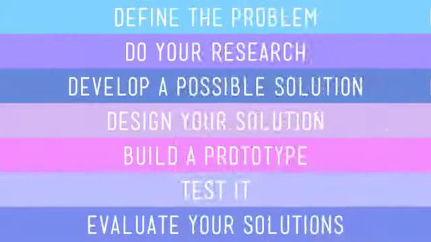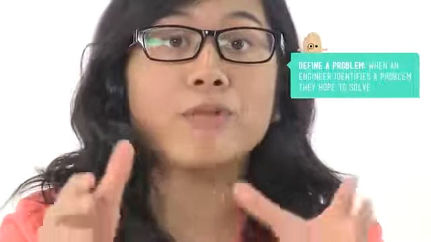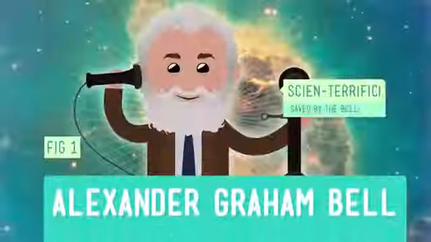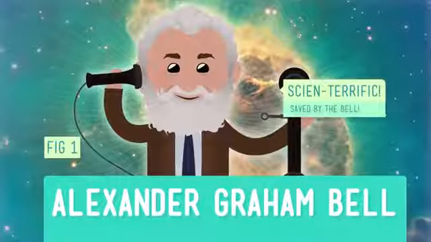Let's go through it step by step and discover how awesome things are made. First thing you gotta do is just define the problem. I mean, before you can solve a problem, you have to figure out what it is, right? For example, back in the 1800s, an engineer named Alexander Graham Bell was trying to come up with a simpler, cheaper way for people to communicate.